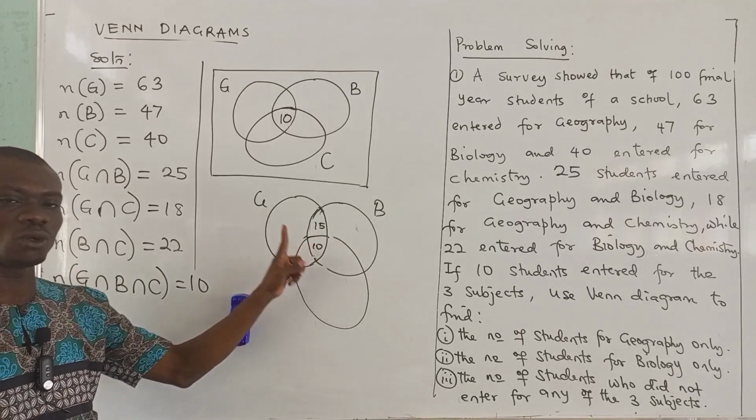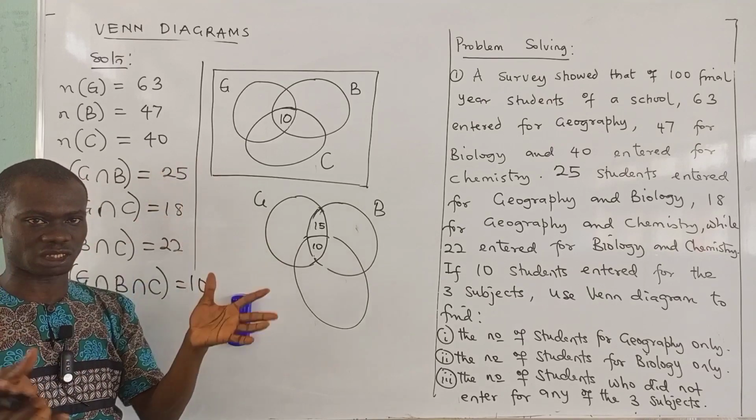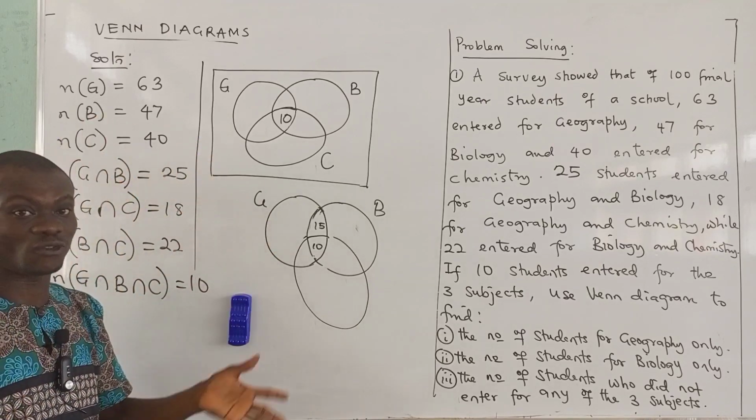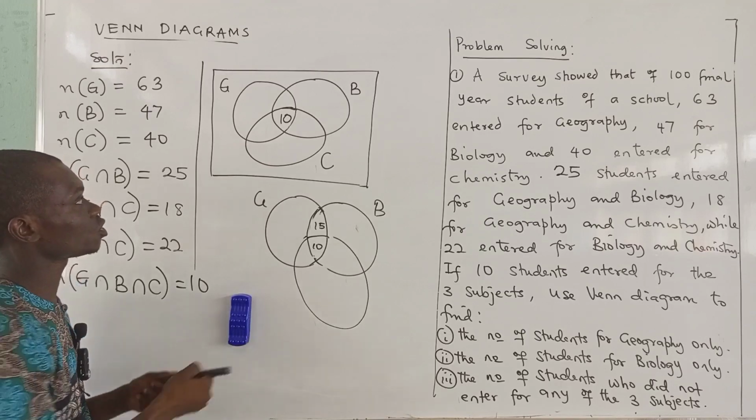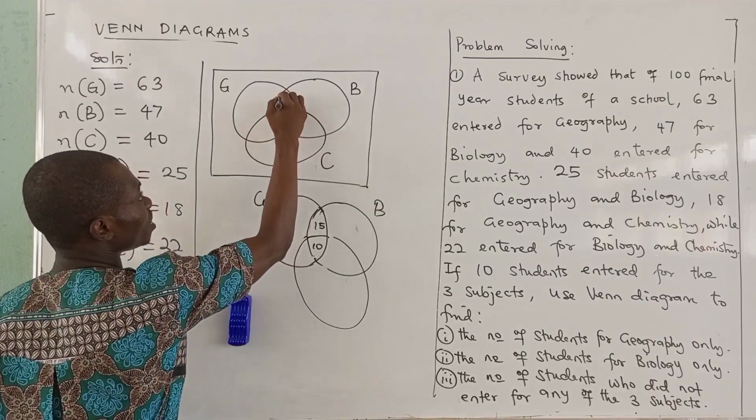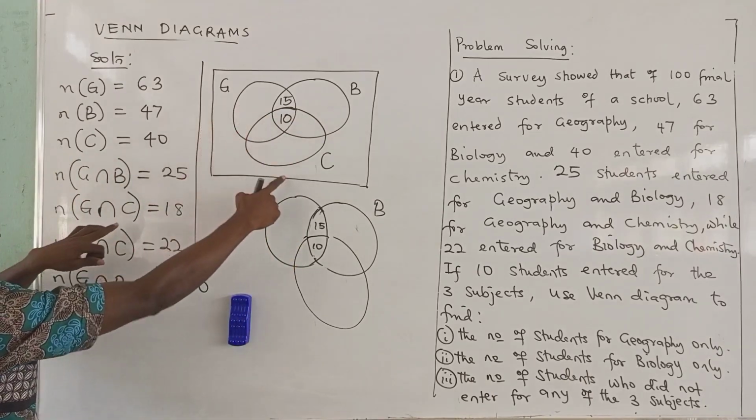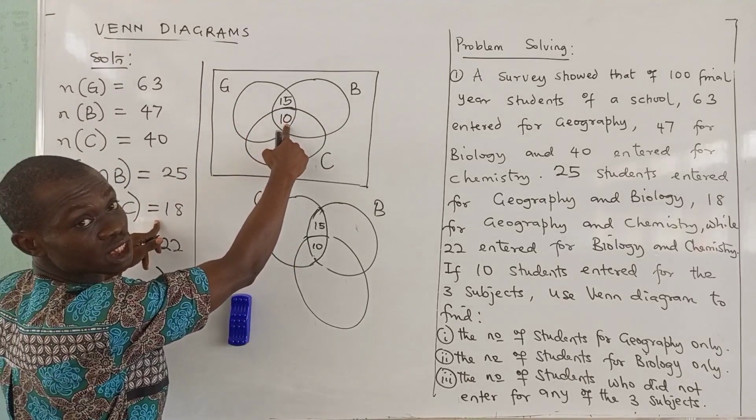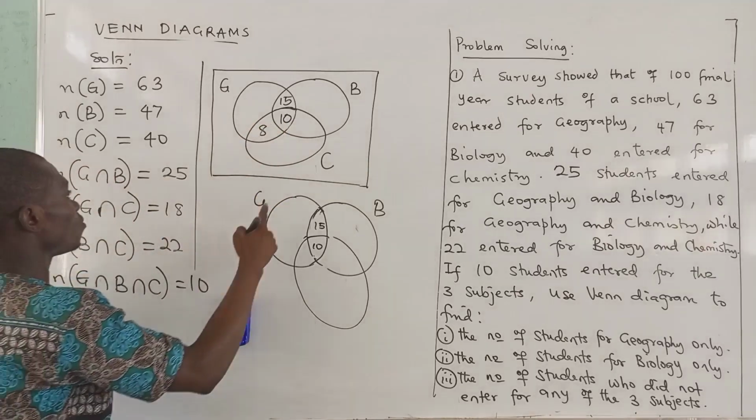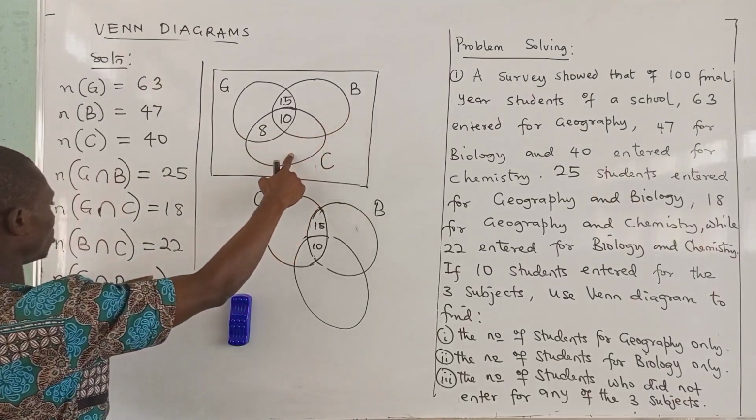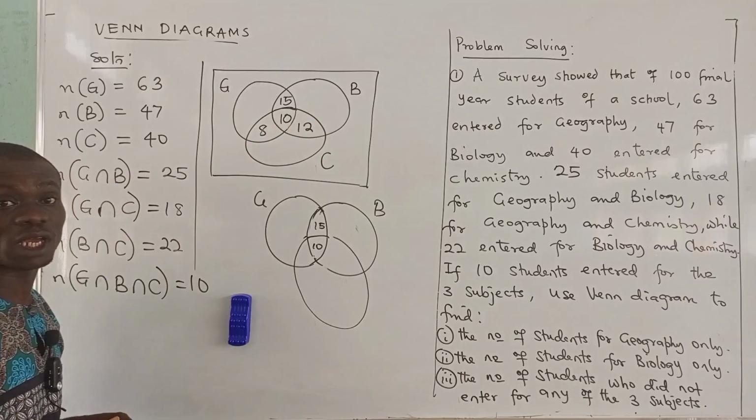So that's why it's always very important to start with the innermost, or what I call the biggest intersection. That is the intersection of the whole set considered under that universal set. Okay, so here we have 10. That means the remaining here should be what? 15. How about here? G and C is 18, but you have removed 10 from it. That means you are going to have 8 here. Now, B and C is 22, but you have removed 10, that means I should have 12 here left.